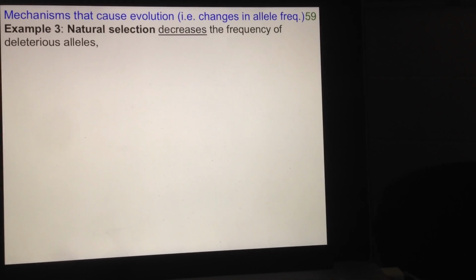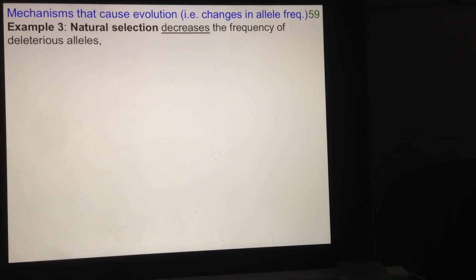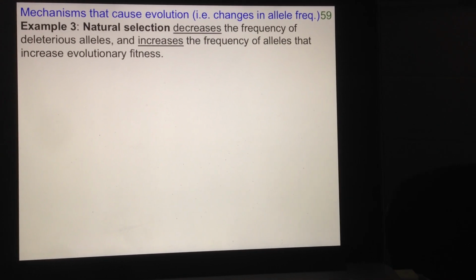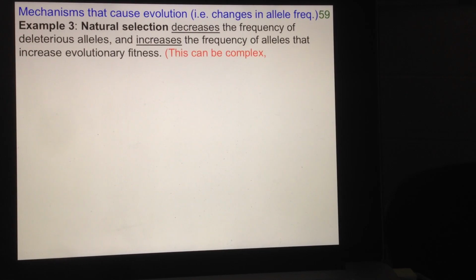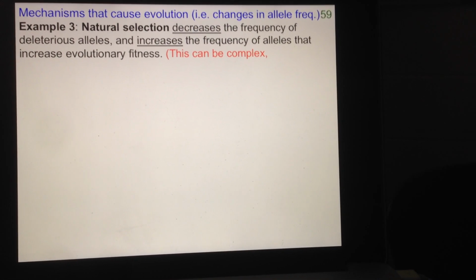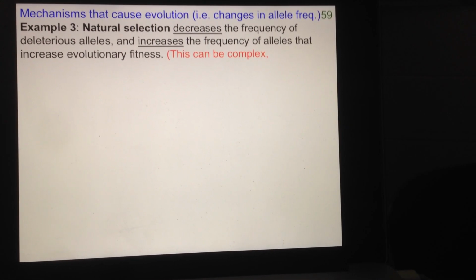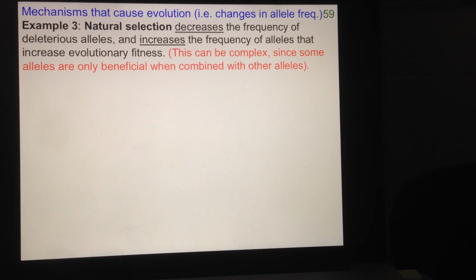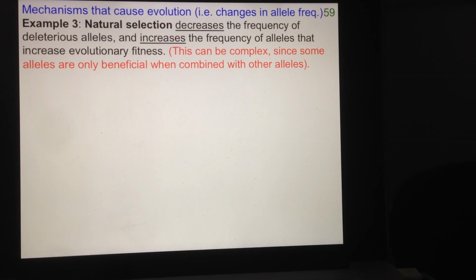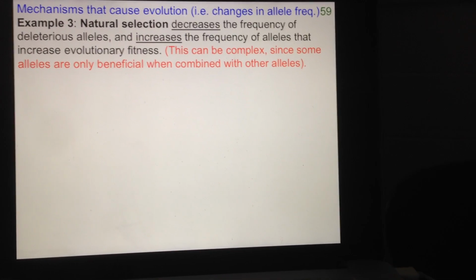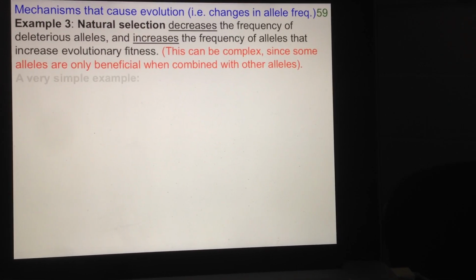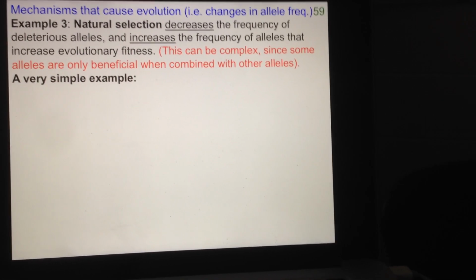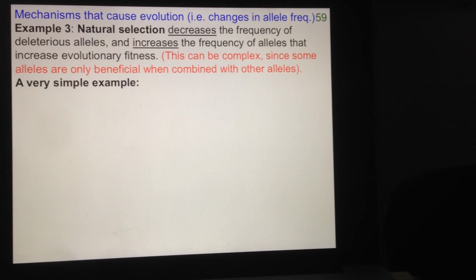Natural selection will act to decrease the frequency of bad alleles and increase the frequency of alleles that increase fitness. This can be kind of complex though, because you can't just say this allele always increases fitness, right? It depends on what the other alleles are that this individual has, what they do, and what the environment's like. So it's a pretty complex thing to look at, but we can focus on some simpler examples just so you get a feel for what it's like.